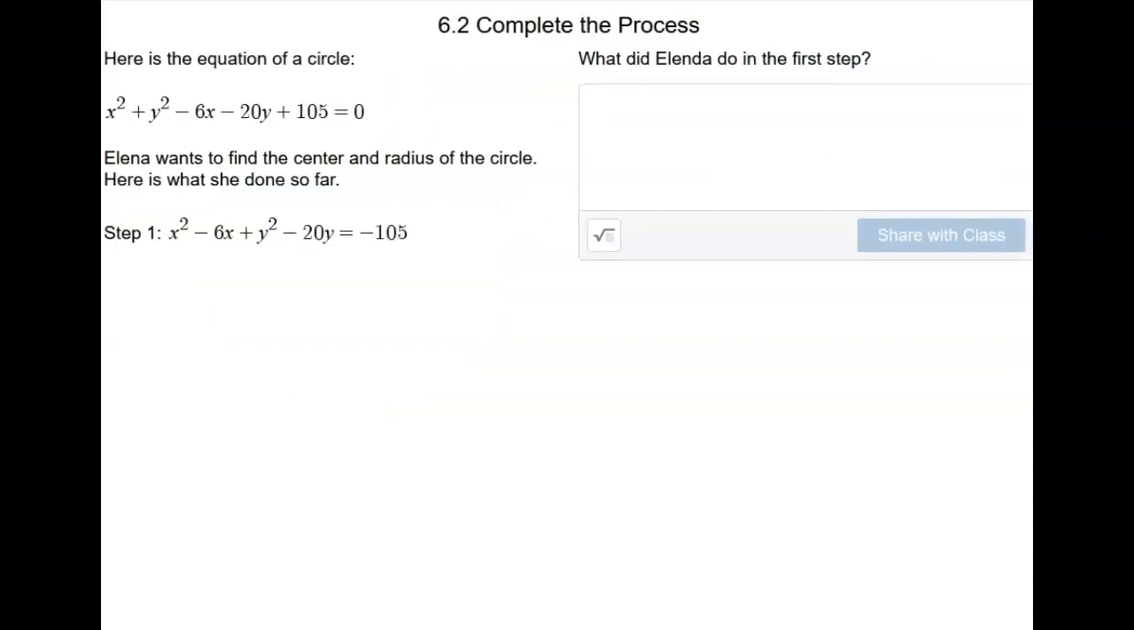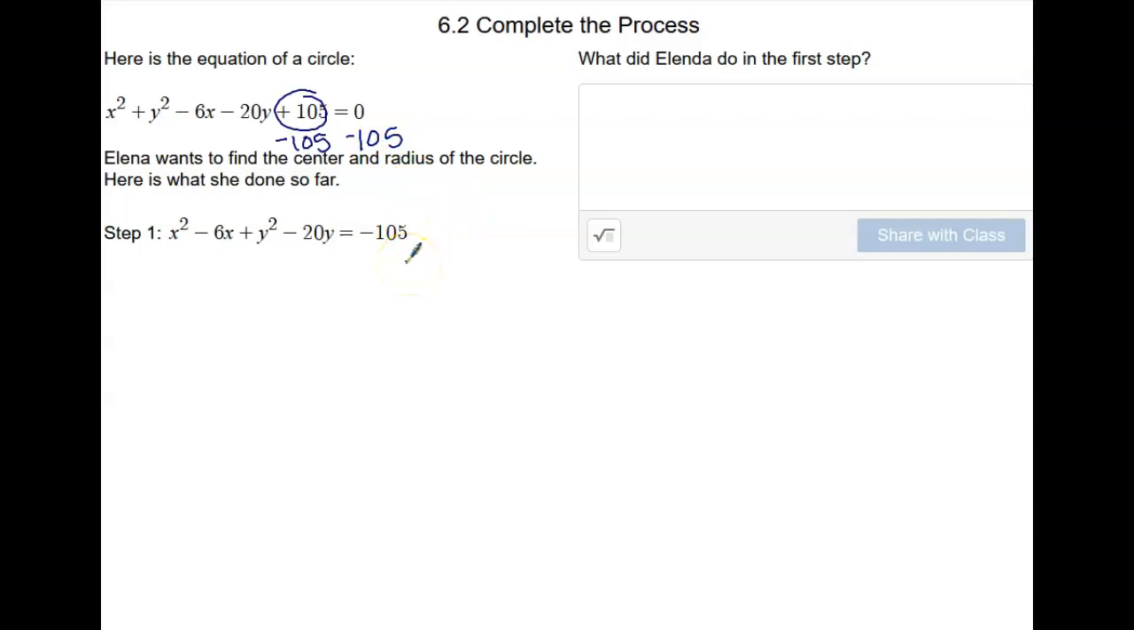So first thing, we've got Elena, and she has this equation of a circle. The first thing that she did is she went from this, which would be the original problem, and she changed it into something that looks like this. There's a couple of things she's done. Number one, she took that 105 and she subtracted it from both sides. She got that constant over onto the other side.